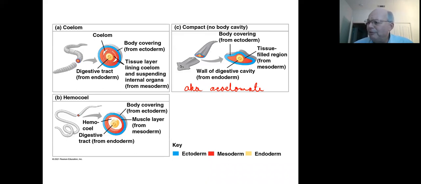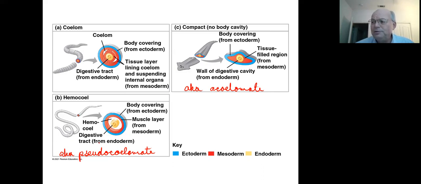So the simplest form of cavity is now referred to as the hemocoel body plan, but it has previously been known as a pseudocoelomate. And what identifies a pseudocoelomate or hemocoel body plan is the fact that the body cavity is lined by mesoderm-derived muscle on one side of the cavity only. So the body cavity does not develop from the mesoderm itself. It develops separately from the mesoderm. And typically we say that it develops in a space between the mesoderm and the endoderm. So you can see that here.